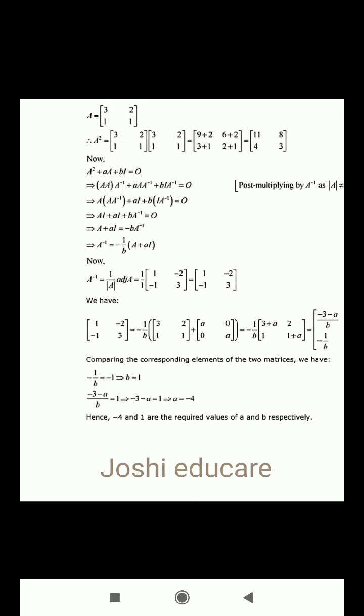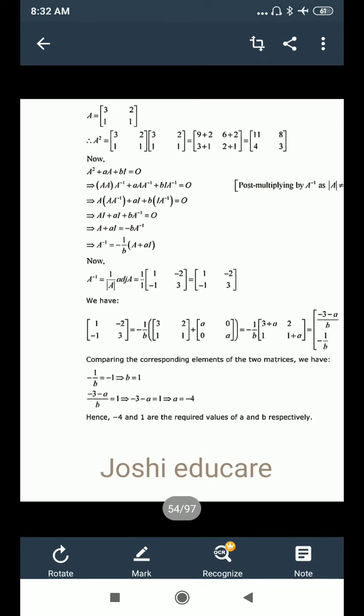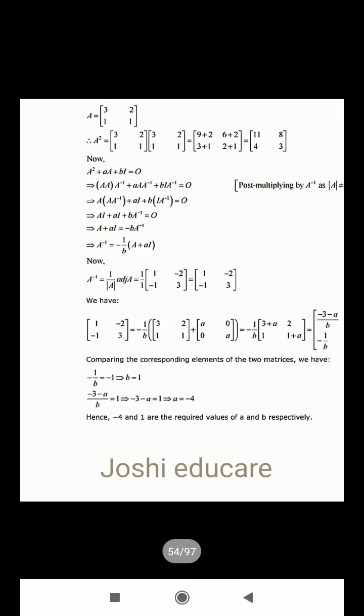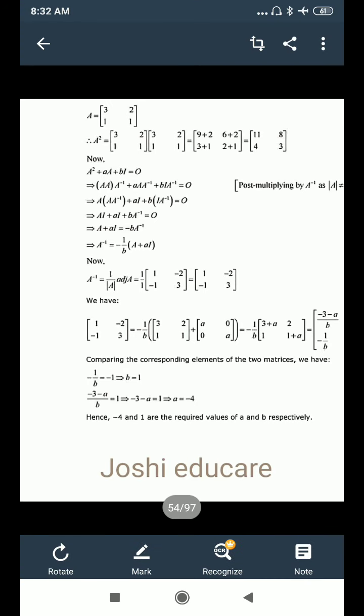This will become A into A inverse using associative property. A into A inverse is equal to identity. And in this, I into A inverse is equal to A inverse only. Clear? So now what is this? It is A into I plus AI plus B into A inverse. Now this A into I can also be written as A only. So now we get A inverse is equal to minus 1 upon B into A plus AI.